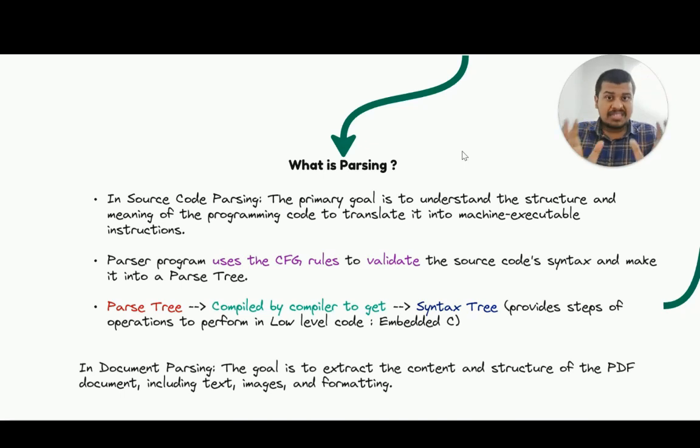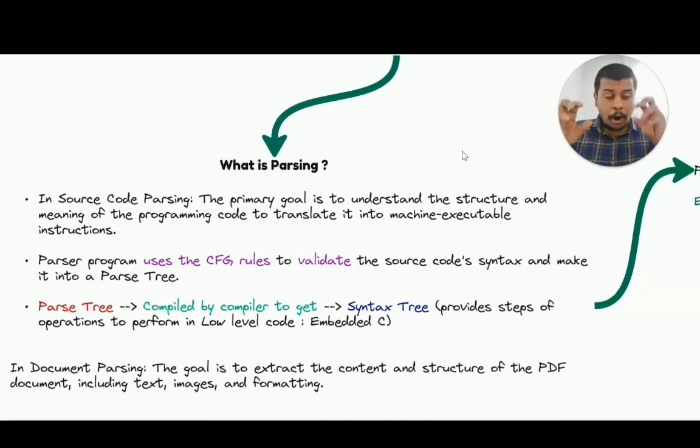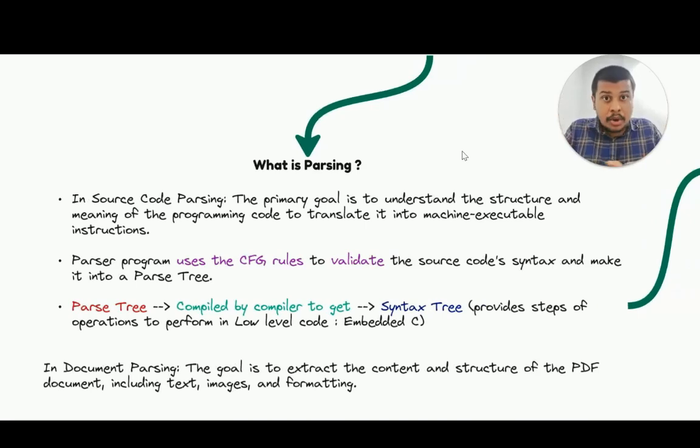And then this parse tree is given into the compiler. The compiler comes up with again a syntax tree. This syntax tree has all of the different operations that are needed to be performed in the low level machine code. And using this syntax tree, we are able to perform the low level tasks of adding a number, say if that is a task, it will do that. If it is something else, it will do that. So it will all be done in this low level machine code that is in embedded C. Fine. So this is the whole process.